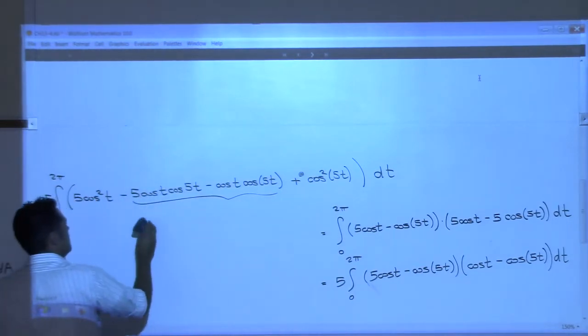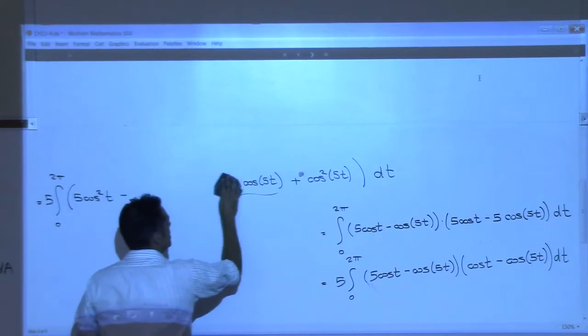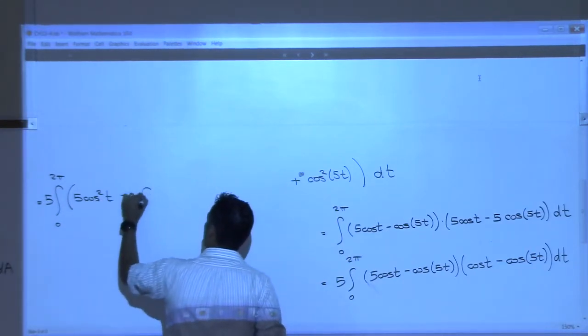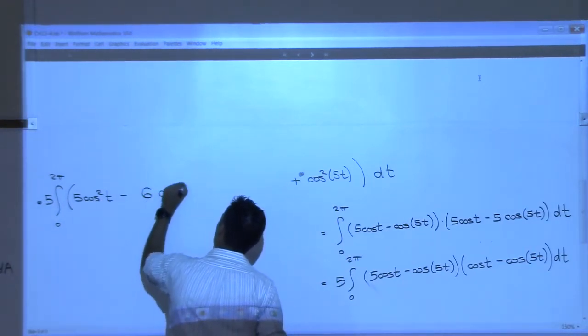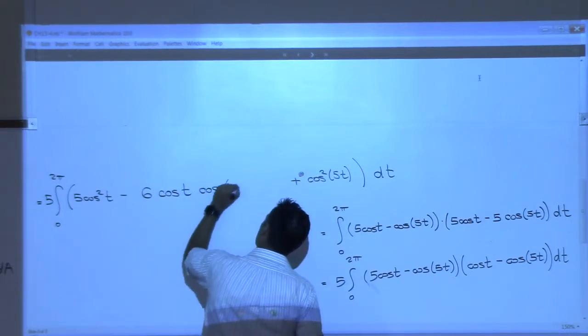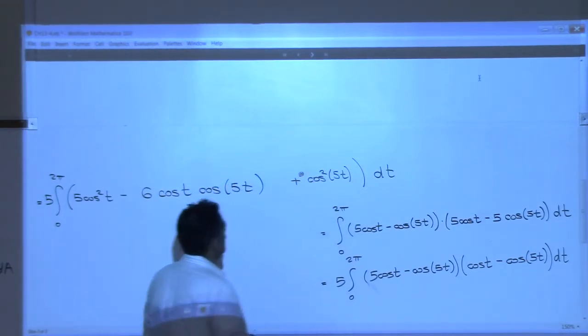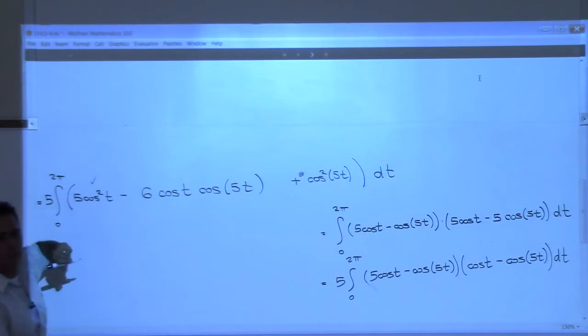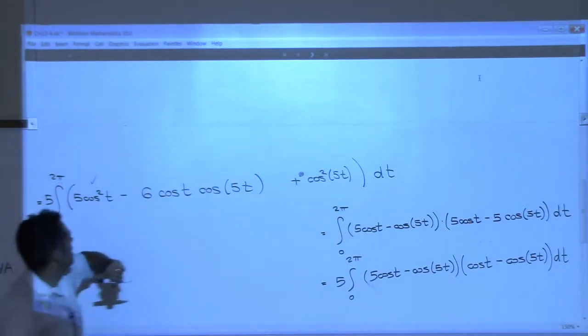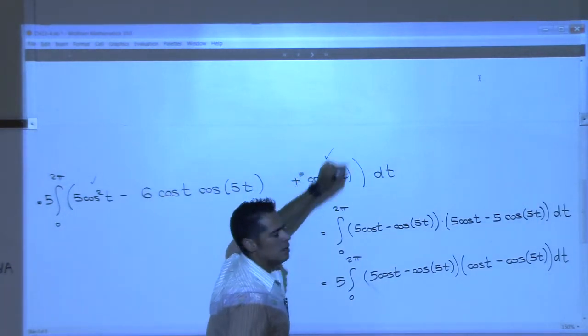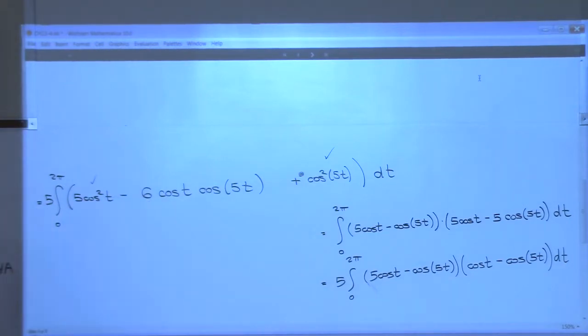I'm just going to save myself a little bit of time, I'm going to just erase that and put minus 6 cosine t cosine 5t. Any ideas? I mean, so can I put a check here? We could do that with power reducing. And a check here with power reducing? Yeah. Okay, but what about the middle one? Any ideas on that?